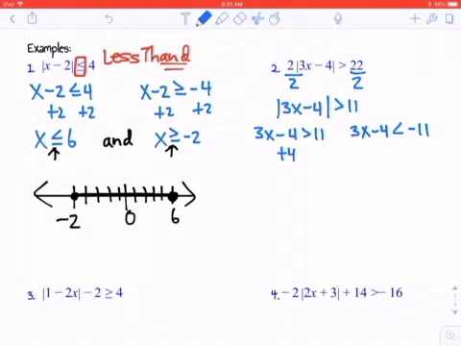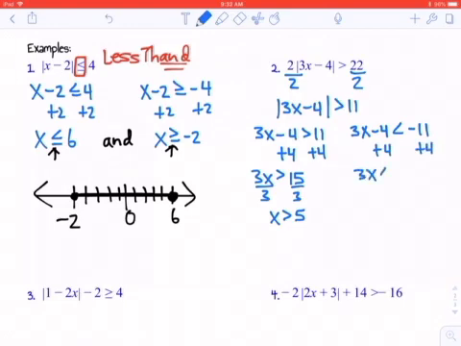We're going to start solving each one. So let's add 4 to both sides. So we get 3x is greater than 15. Divide by 3, so we get x is greater than 5. We'll have similar steps on our second inequality. So 3x is less than, we've added 4 to both sides, so less than negative 7. And then let's divide by 3. So x is less than negative 7 thirds.